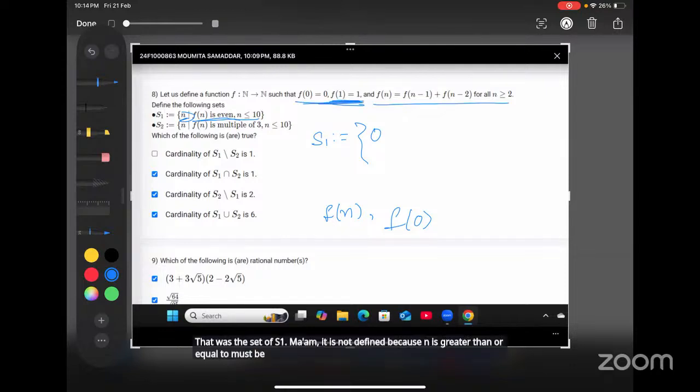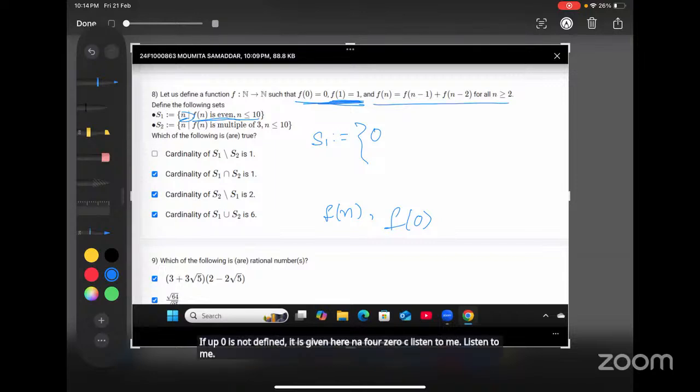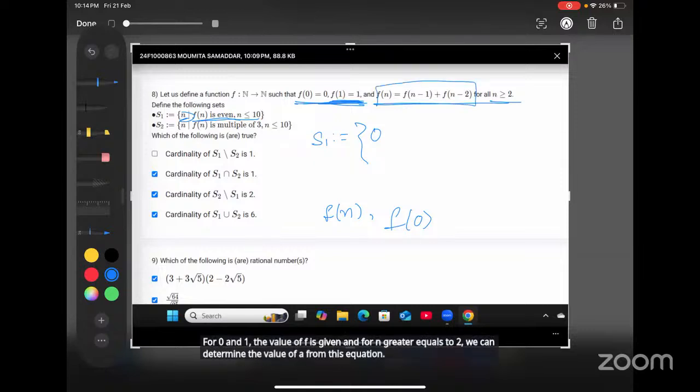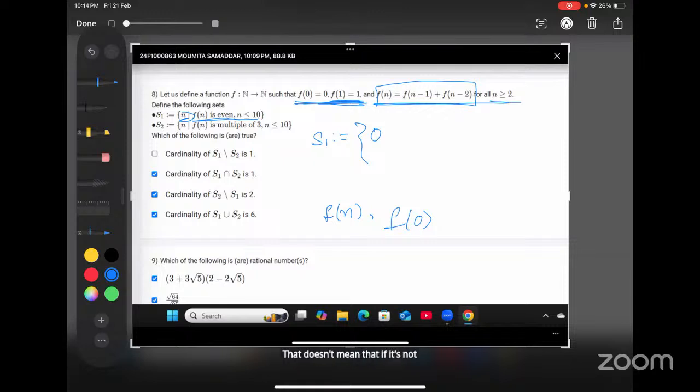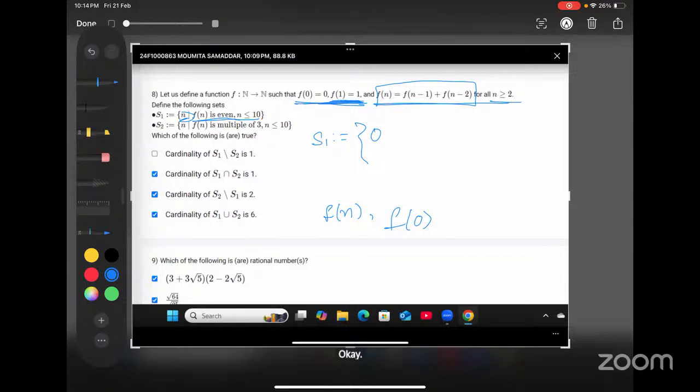Listen to me. For 0 and 1, the value of f is given, and for n greater than or equal to 2, we can determine the value of f from this equation. That doesn't mean that f is not defined at 0. F is defined at each point from 0 to infinity. F of 0 is equal to 0. We have the value at the point 0.